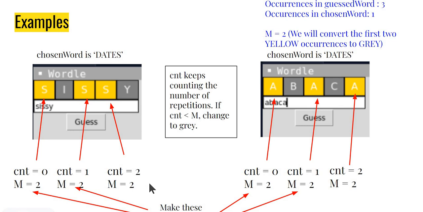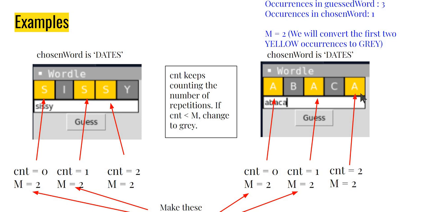Once again, count is helping me count the occurrences of this yellow, let's say, repeated letter. The first M of those I'm converting, and that's basically count less than M because count starts from 0. Again, similar example, dates and abaca.